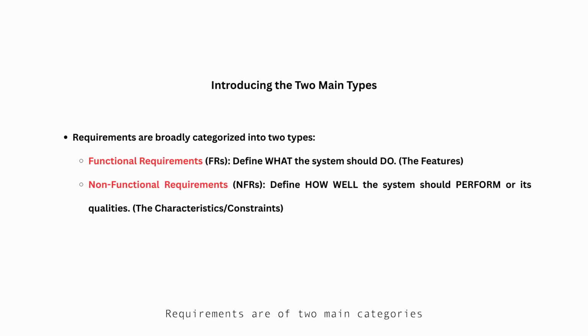Requirements are of two main categories: functional and non functional requirements. Functional requirements are all about what the system should do, they describe the specific features, behaviors, and functions. Non functional requirements, on the other hand, are about how well the system performs those functions. They describe the qualities or the characteristics of the system, like speed, security, or reliability. Both are equally important for a successful system.